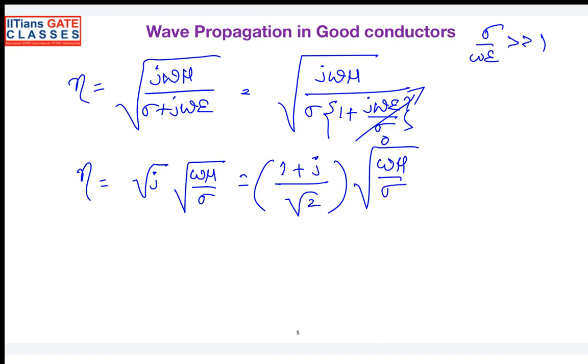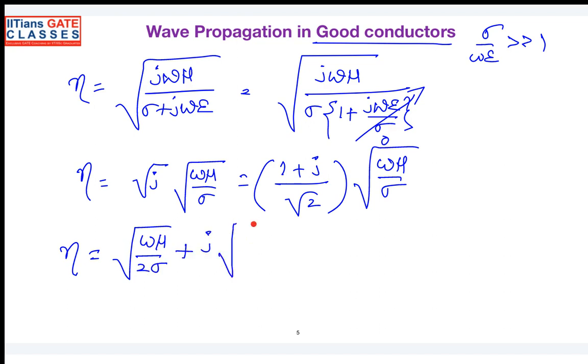So when you are calculating the impedance of the good conductor, it's a complex number. So it's quite different than what we have seen before. Till now we have seen the impedance phase angle will be 0 and which is purely real. And this is the first time where the impedance of a good conductor becomes a complex number. So if we separate the real part and imaginary part, you are going to get root omega mu by 2 sigma plus j into root over omega mu by 2 sigma.